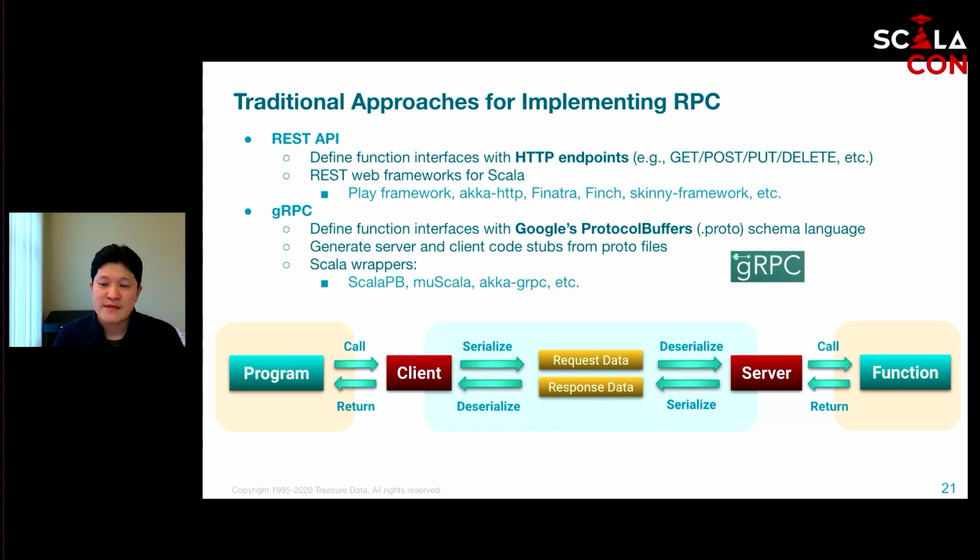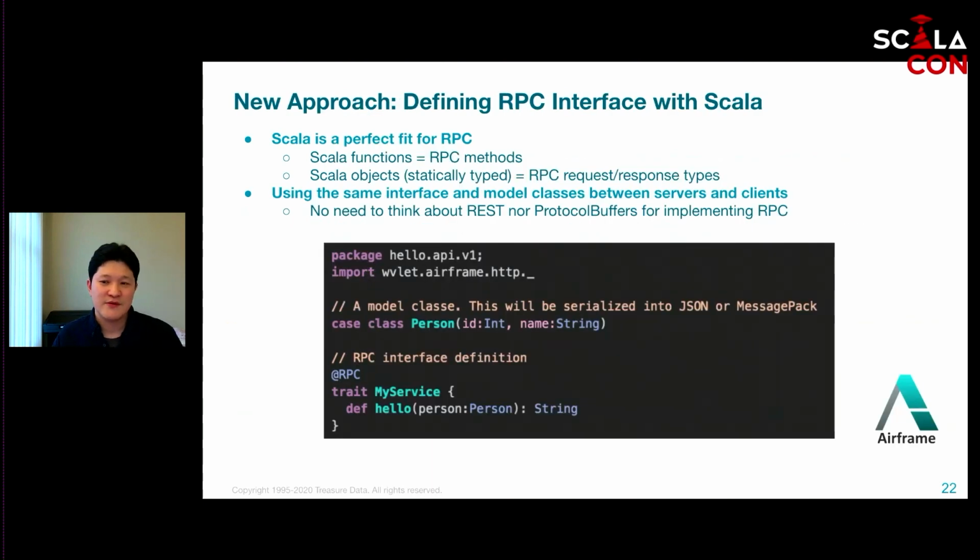Then you need to generate server and client code stubs from proto files. Scala also has some gRPC wrappers like ScalaPB, mu-Scala, and Akka gRPC. So you need to learn additional things about Scala. But do we really need to learn additional languages like REST or gRPC?